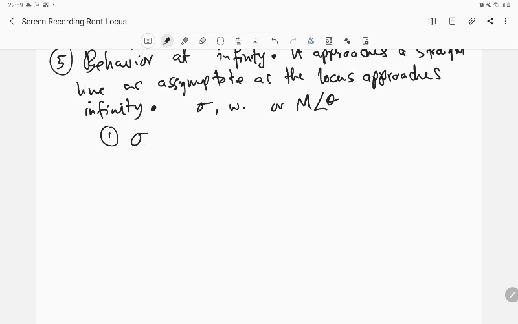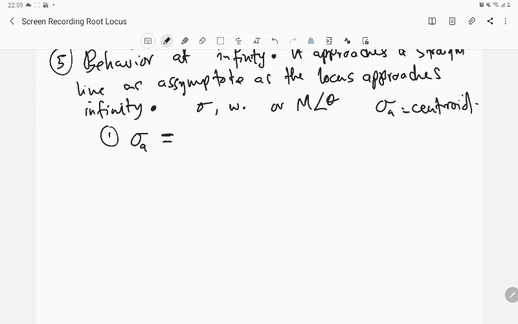So first, how do you find the real part? The real part of these asymptotic lines, or the crossing point where it crosses the axis. If we find where it crosses the real axis, and then we find the angle it makes with the real axis, then we'll be able to plot it. So where it crosses the real axis, we call that point the centroid.